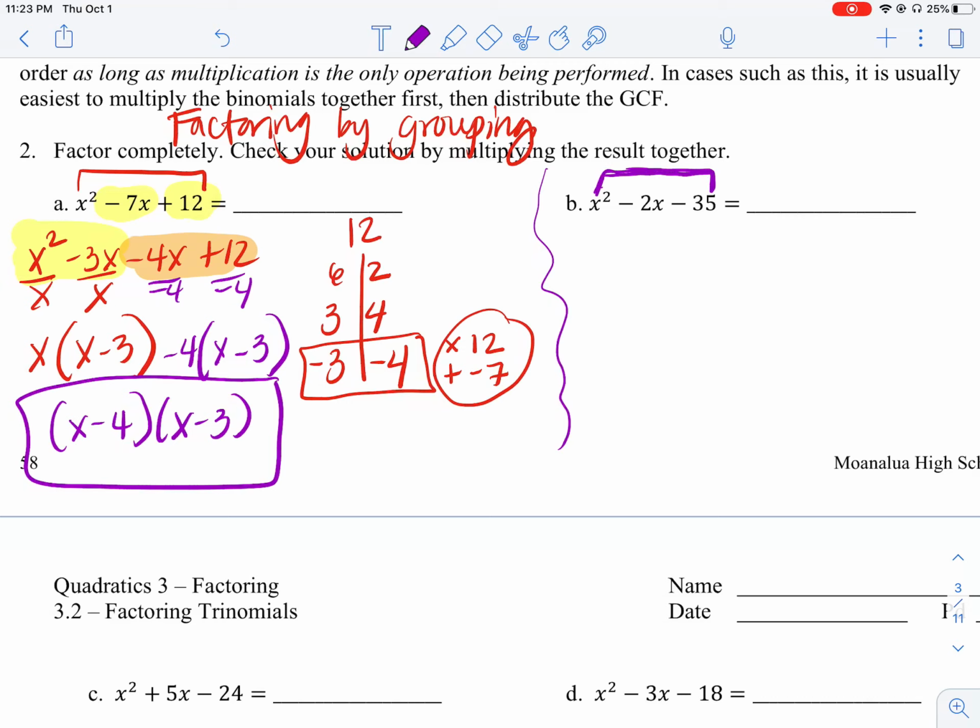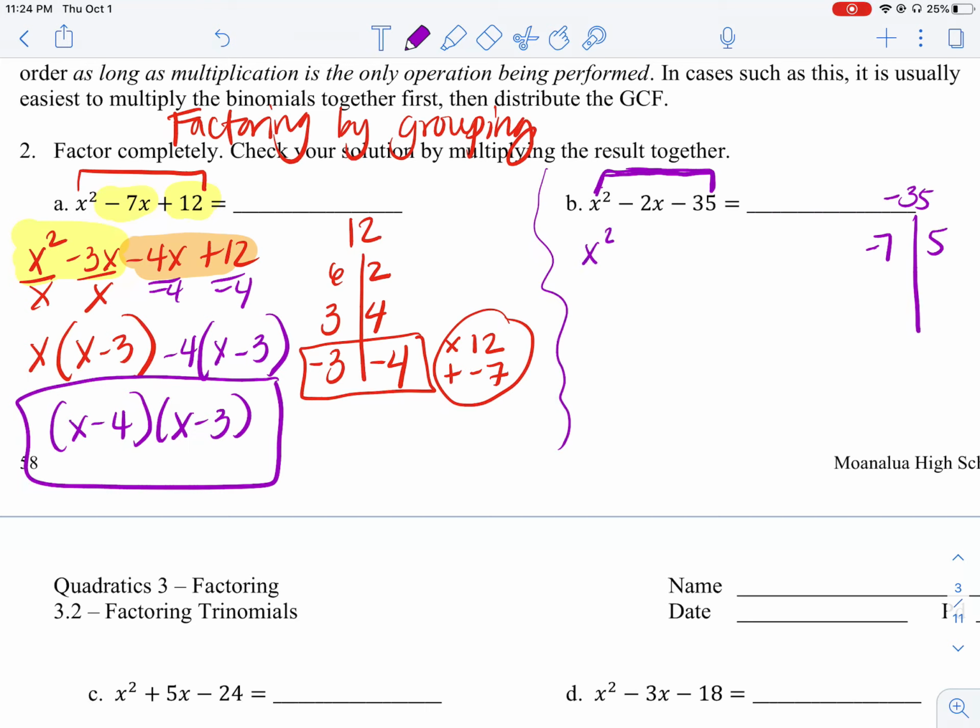My a right now is a 1 and my c is negative 35. So that's a negative 35. A number that when you multiply, you'll get negative 35. When you add, you get negative 2. What do you think that is? That is a 7 and a 5. And because we have a negative 2 in the middle, the bigger number must be the negative.